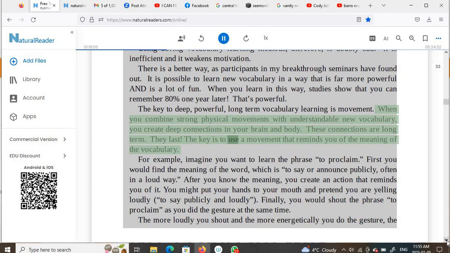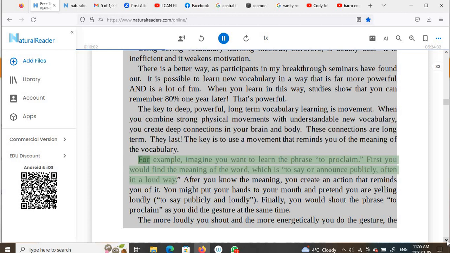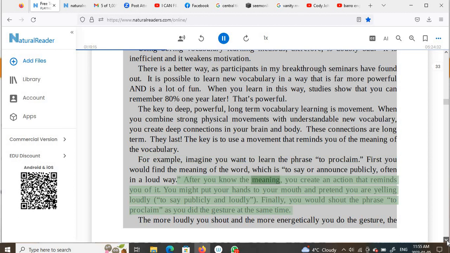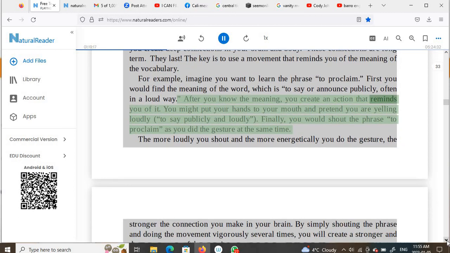The key is to use a movement that reminds you of the meaning of the vocabulary. For example, imagine you want to learn the phrase to proclaim. First you would find the meaning of the word, which is to say or announce publicly, often in a loud way. After you know the meaning, you create an action that reminds you of it. You might put your hands to your mouth and pretend you are yelling loudly. Finally, you would shout the phrase to proclaim as you did the gesture at the same time.